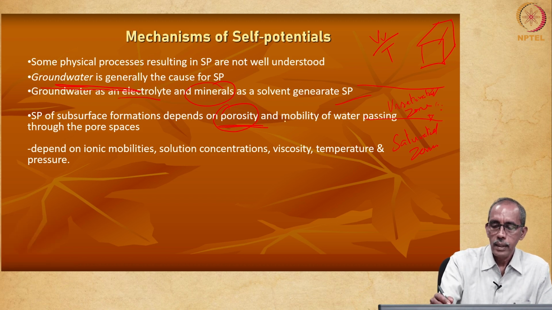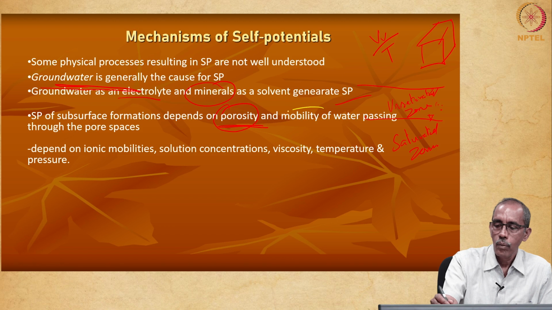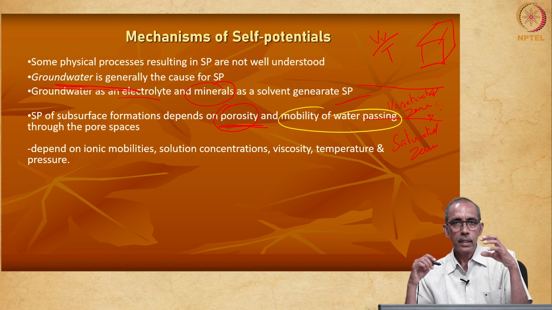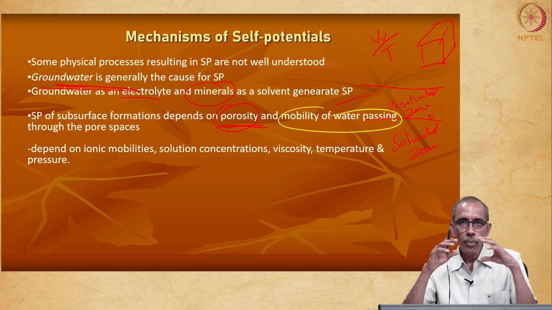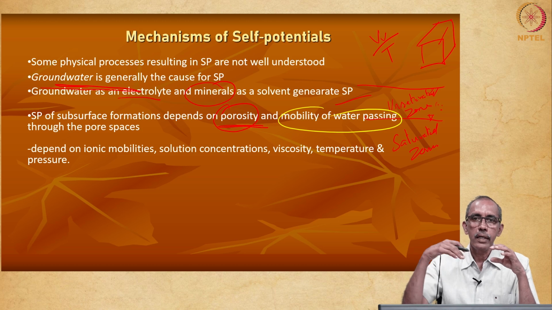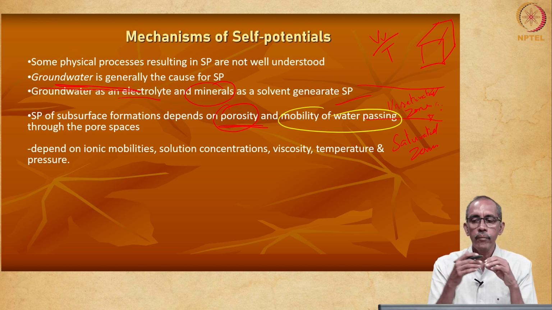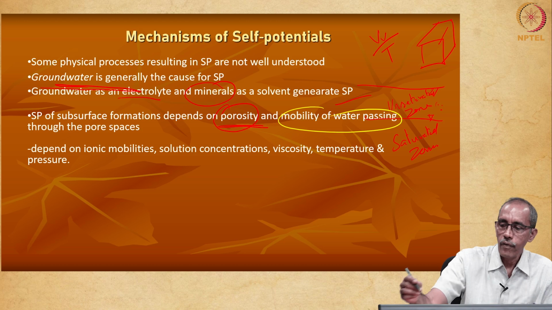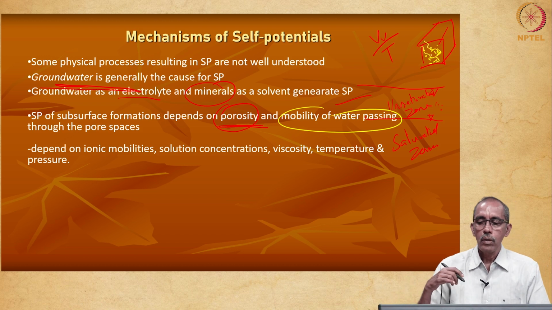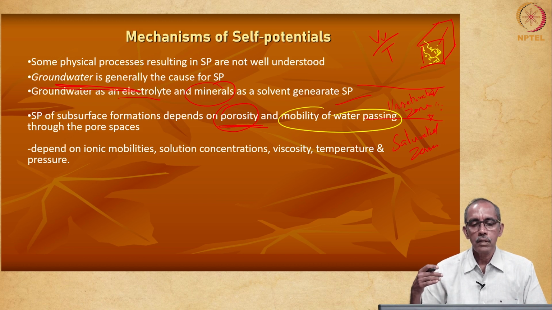Then the second is the mobility of water within that zone. First is the porosity, which is the indication of the volume of voids. Second is how efficiently the electrolyte, that is the water, is passing through the pore spaces. Beneath the surface, these are all solid grains, and within the solid grains, water is able to get transmitted. So the mobility of water passing through this formation also controls the cell potential.